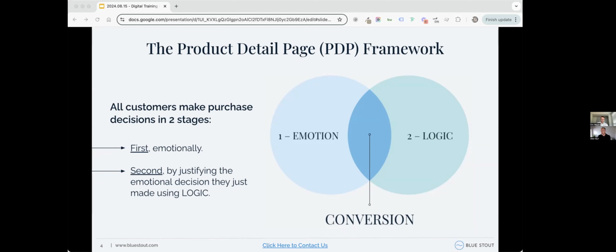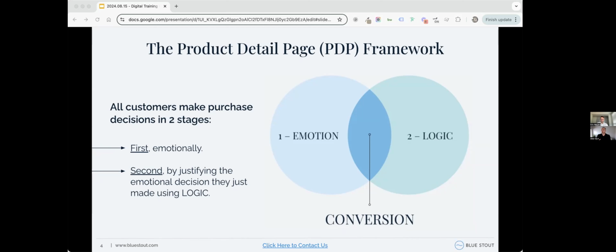And that logical justification is going to be you asking very specific questions. We'll talk about those questions in a minute, that are either going to talk you into that emotional decision or they're going to talk you out of it. And some people have more of a tendency to talk themselves into decisions. A lot of people have a tendency to talk themselves out of it.